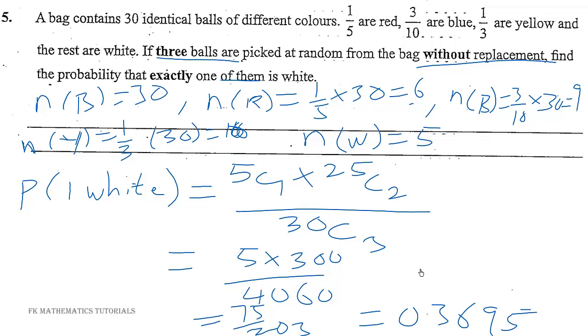Sorry, I used the same initial for blue and total number of balls, so let me change this one to U. So total number of balls, number of U is 30. So now let's look at the next question.